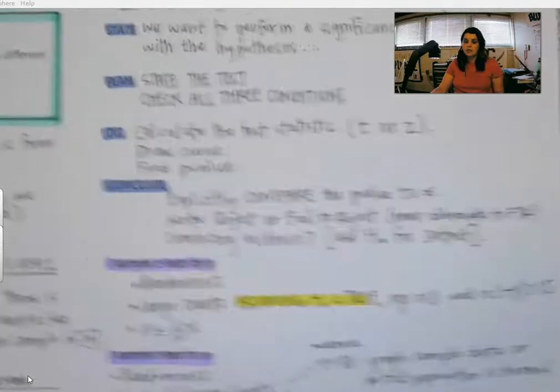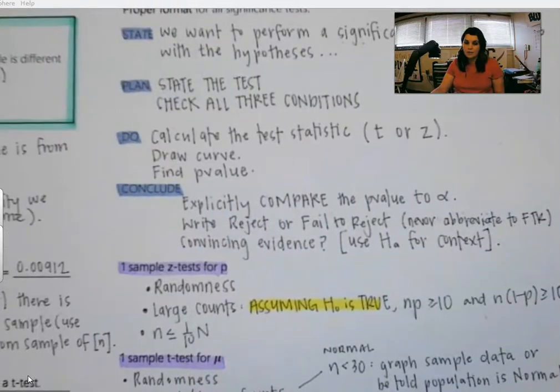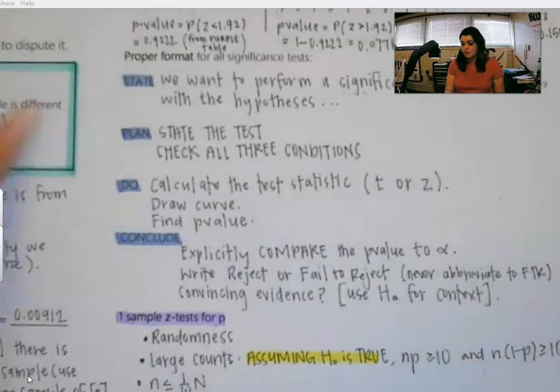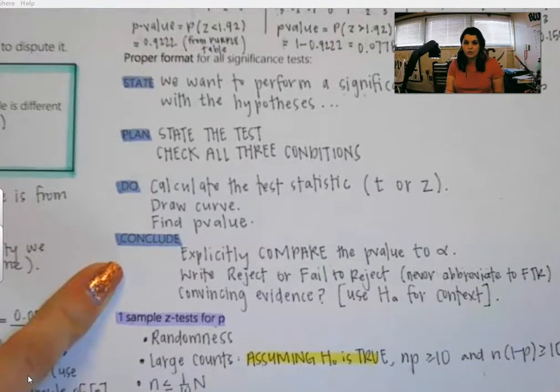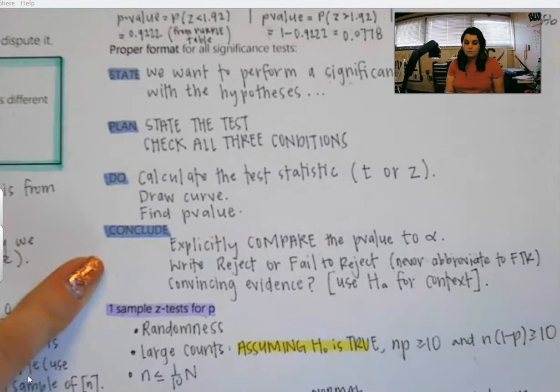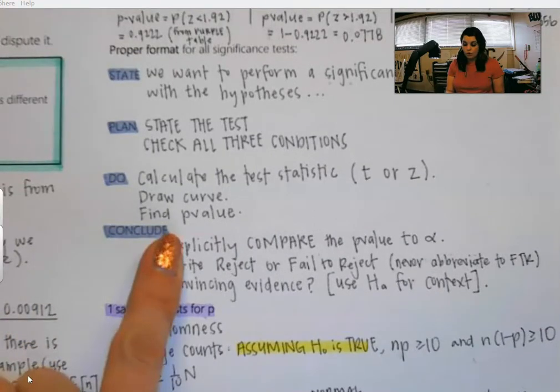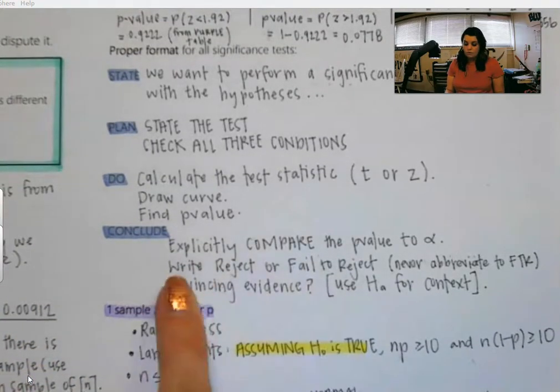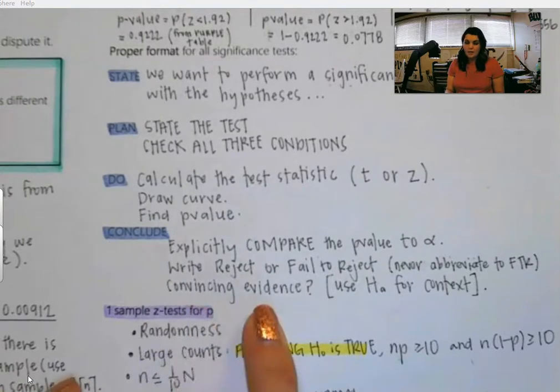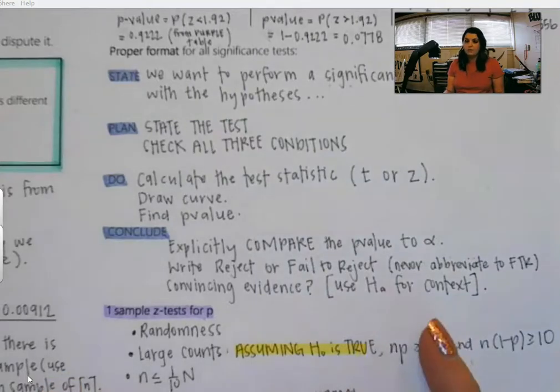If any of this is confusing, make sure that you get that cleared up. Ask me and get it cleared up, especially the framework, the state, plan, do, conclude. And make sure you know exactly what I mean here when I say you have to write, you have convincing evidence or you don't, and you write it based off of the alternative.